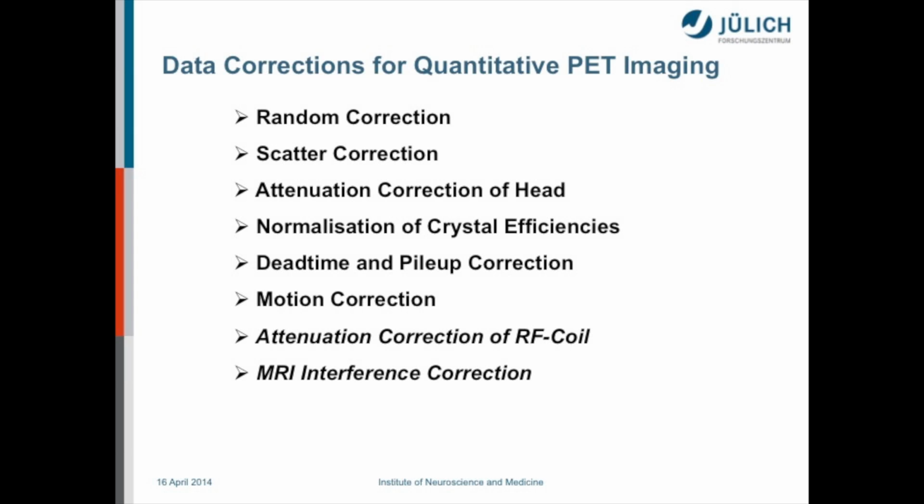When we got the prototype from Siemens, there was a lot of work to do. As you all know, PET is quantitative. Without a transmission source, this machine is not, so we had to do a lot of work to make it quantitative. And this is just a list of the issues that we have to address: randoms correction, scatter correction, attenuation correction of head, normalization, motion is also an issue. And I'll talk a little bit about the MR interferences that you get also.